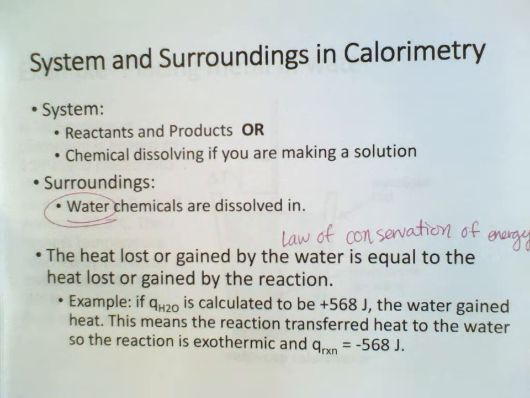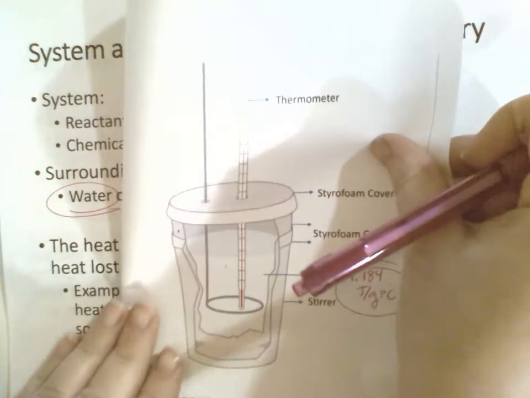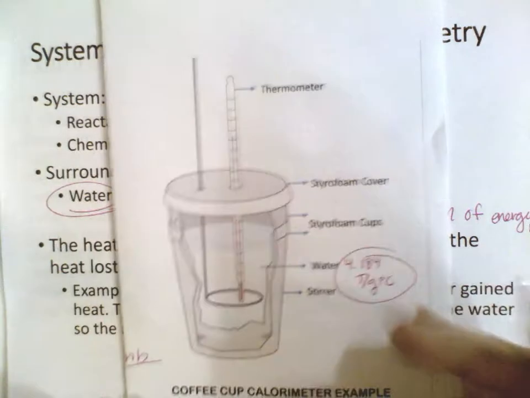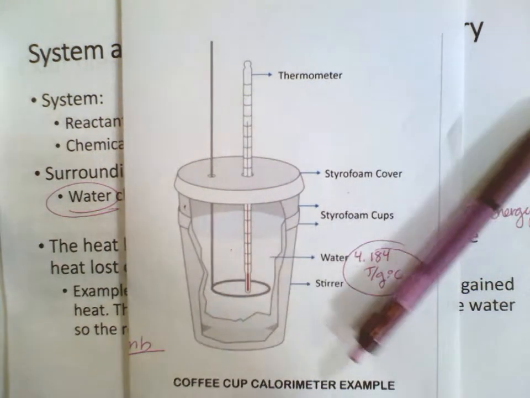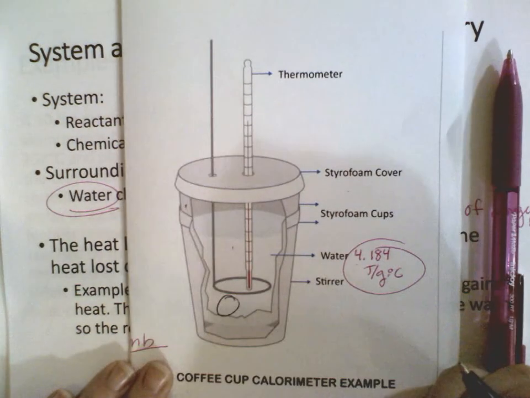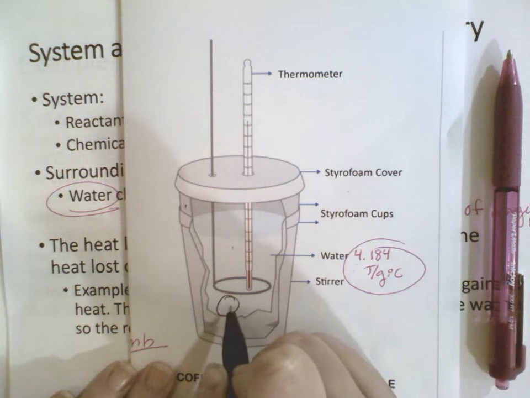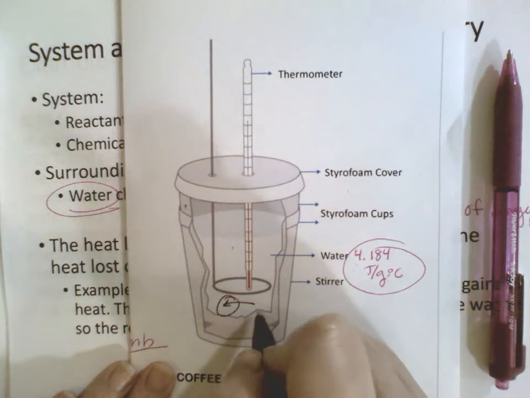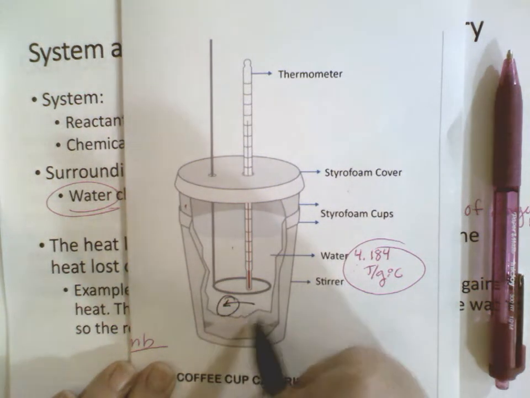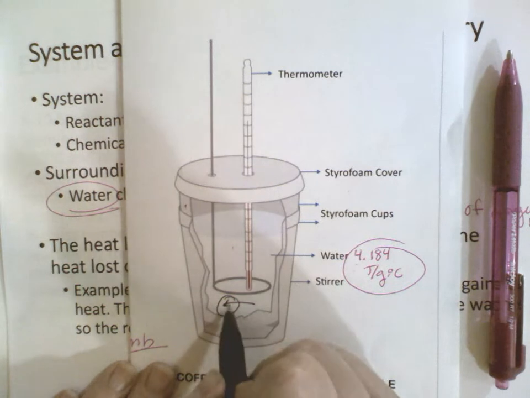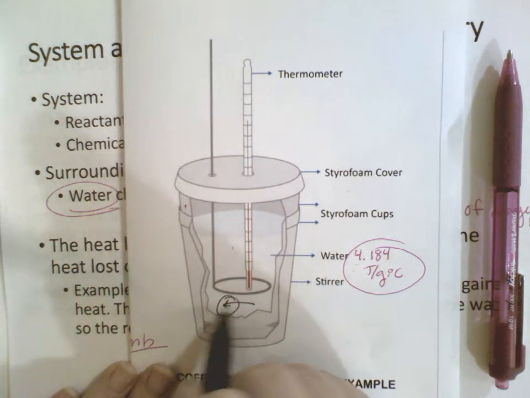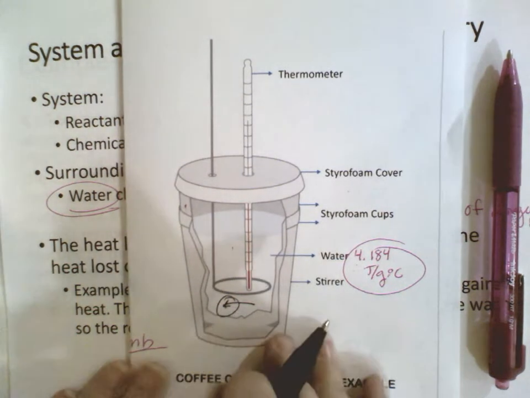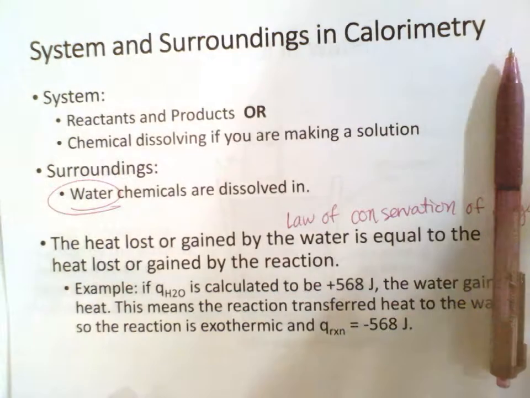So if we think about our calorimeter, go back to my previous picture here. If we put something like a piece of metal inside our calorimeter, and the metal gains heat from the water, then however much heat the water lost is the same amount that the metal gained. That is the law of conservation of energy. They're just transferring between the two. So that law is going to help us out.